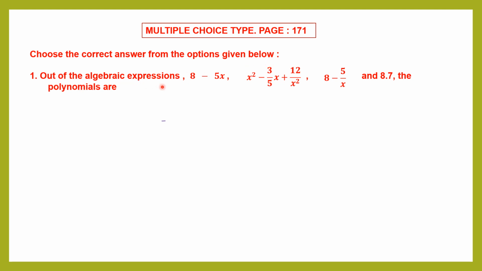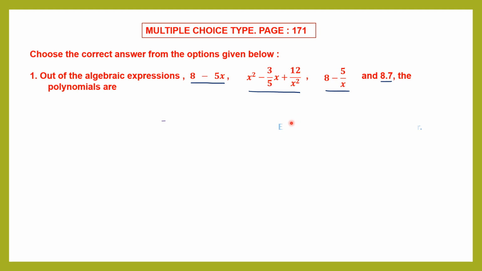Out of the algebraic expressions given here, this is one expression, this is another expression, this is the third one, and we have the fourth one. Out of these, which of these are polynomials? Now there are some conditions for expressions to be polynomials.